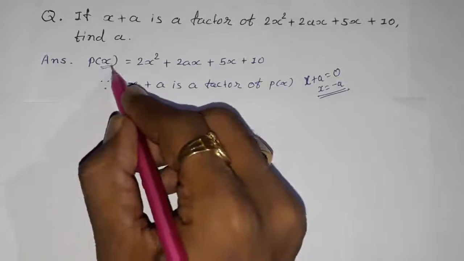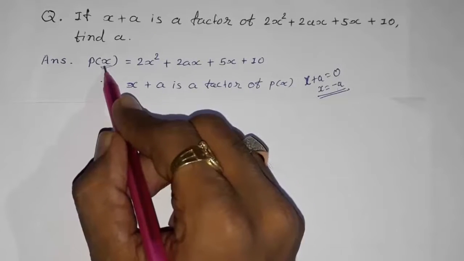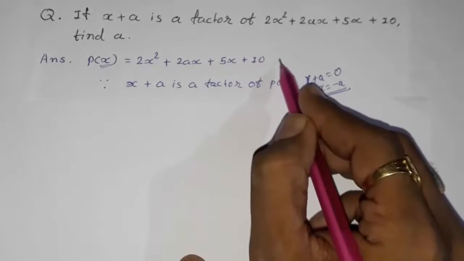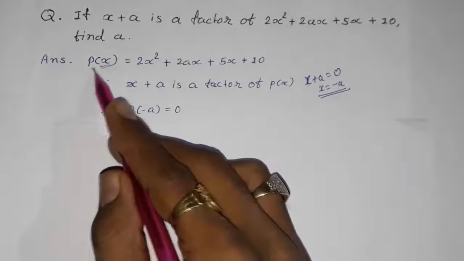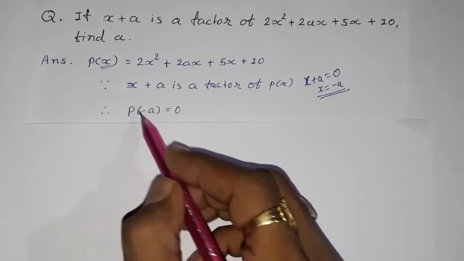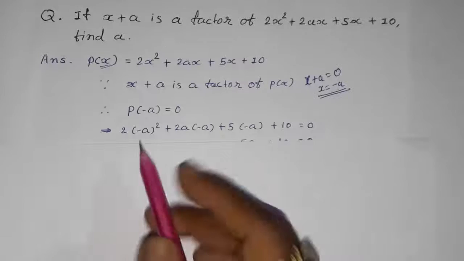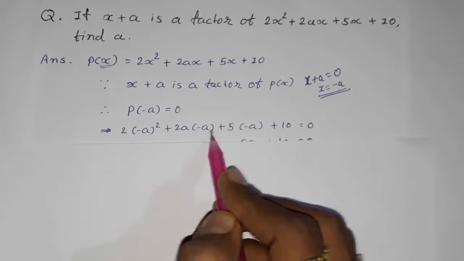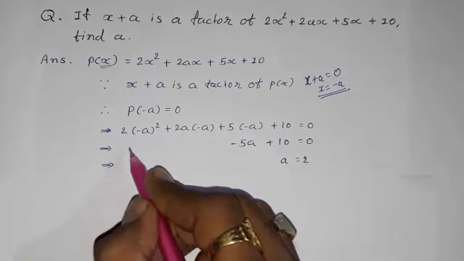Now instead of this x I have to put minus a, and when I put minus a instead of x, I will get the remainder, or the answer, as 0. So look here, if I take minus a in this polynomial, my answer would be 0. Now one by one I will put minus a in all these places of x. Look here, it's 2 into bracket minus a square plus 2a into minus a plus 5 into minus a plus 10 equals 0.